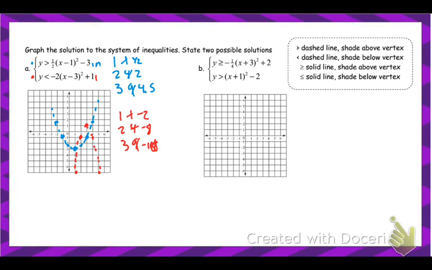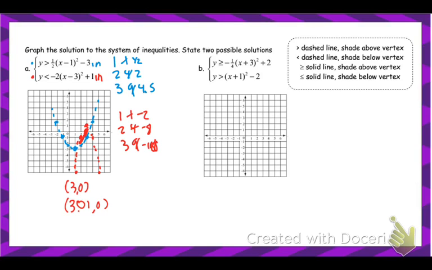So again, we're shading inside the blue parabola. We're going to shade inside the red parabola. So we're looking for where the shading overlaps. Basically, the area where I am inside both parabolas would be my solution, which is a very small little section right there. It also says to state 2 possible solutions. So one possible solution that's inside that shaded area would be 3, 0. And it's kind of hard to see another solution, but just remember, all those points that are inside of it would also be a solution. So for example, 3.01, comma 0 would be a solution as well.